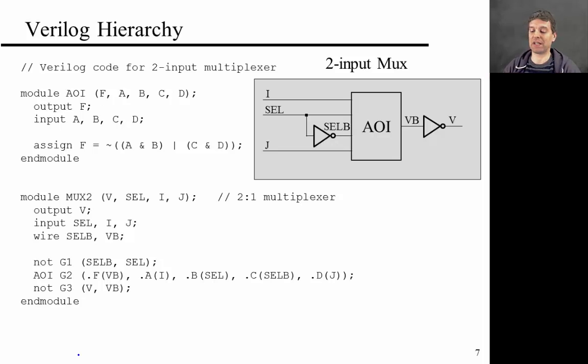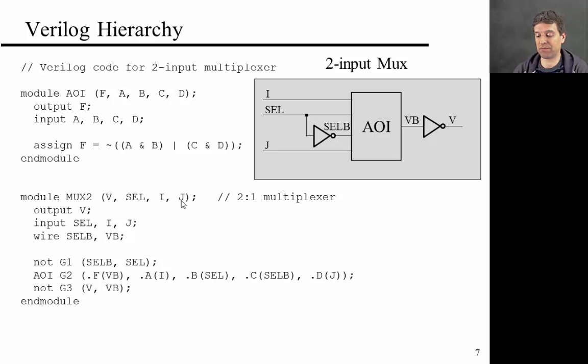The major point here is that this 2-input MUX can be built using this predefined AOI module that we've created earlier, and it's restated here for convenience. So again, the top half of this code essentially just redefines the module that we already have. And then the interesting part comes down here, where we define a new module called MUX2.